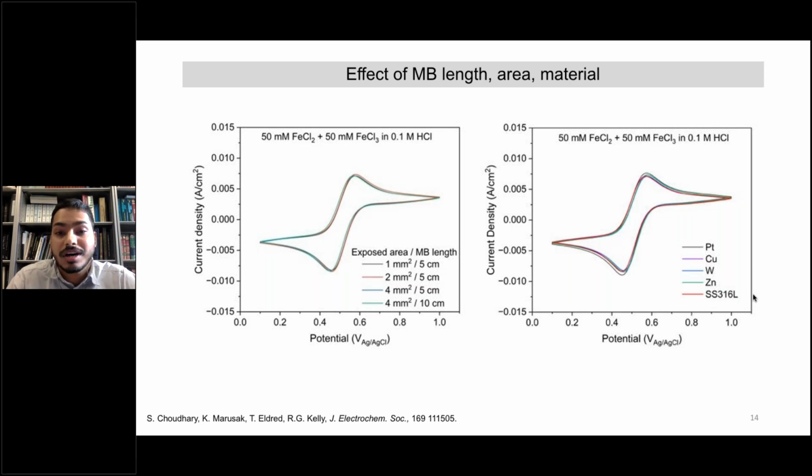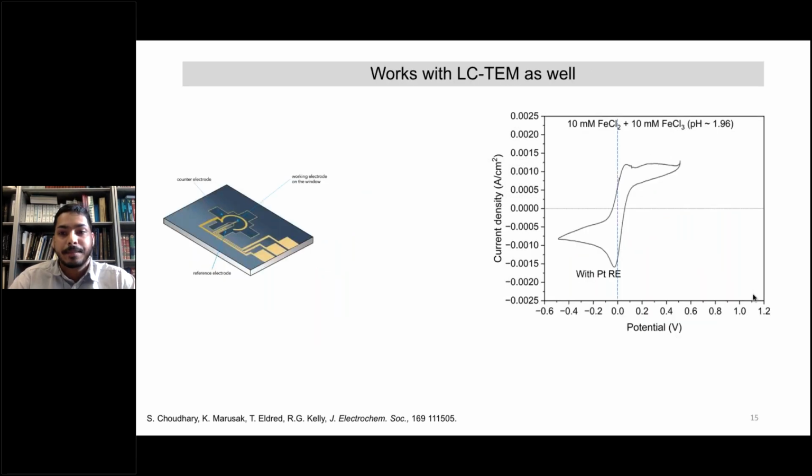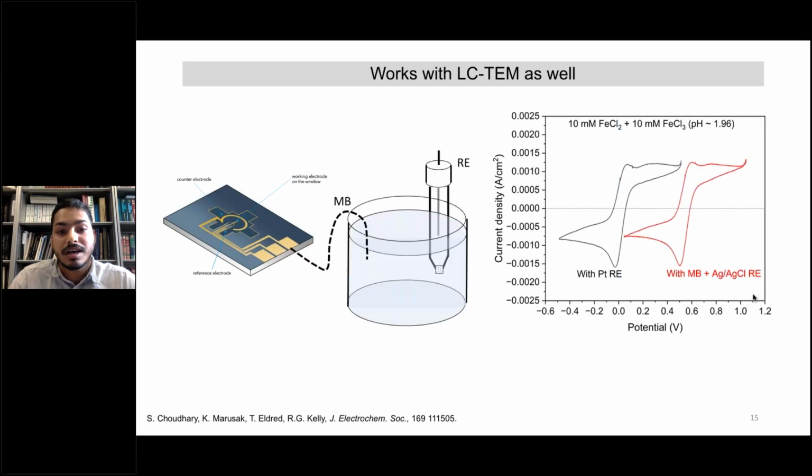But now what about the liquid cell TEM experiment, right? Let's see. So here is a CV of platinum working electrode using platinum reference electrode, what is already there in our liquid cell TEM setup. And if you use, instead of using platinum as your pseudo reference electrode, if you use it as a metal bridge, you get exactly the result what you want to get. So yes, it does work with liquid cell TEM as well.